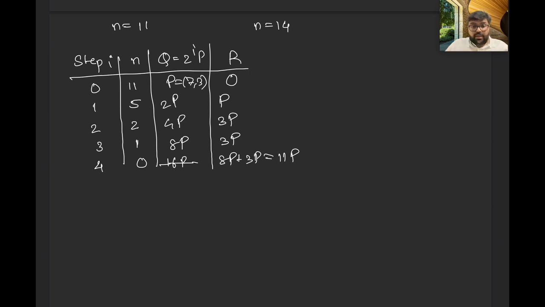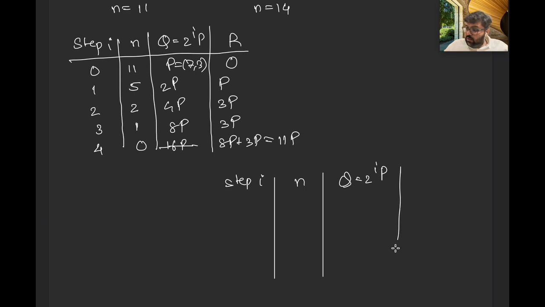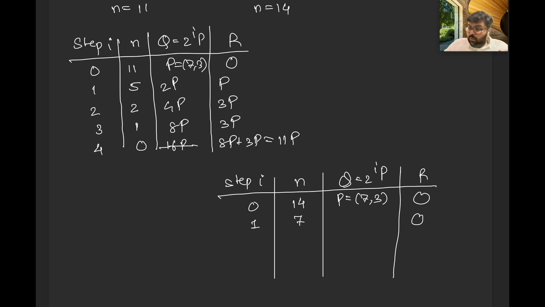Okay, so similarly n equals 14, same thing. Just let me finish this by writing this table. So q equals 2 raised to i times P, and r. Okay, first row is always common. Step number 0, n value is 14, 2 raised to 0 P is always P, whatever the point is, 7 comma 3 here in this case, and r is always O. Now step number 1, divide by 2, so 7, remainder is 0, just write O, no need to add these 2 points in the previous row.